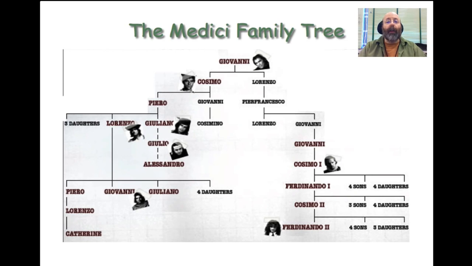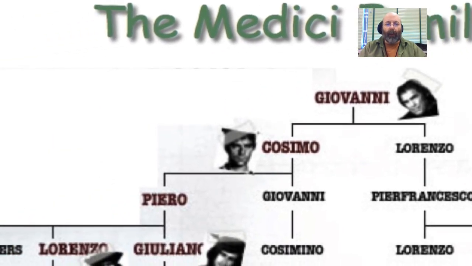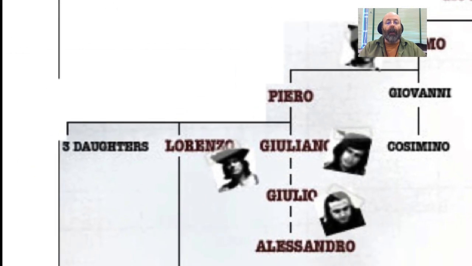Okay, here's a family tree of the Medici family, and you can see it's a pretty complicated tree. Giovanni is the founder of the family. Cosimo de' Medici is one of the more famous of the Medicis. He's the one that made most of the money. Lorenzo, who adopts the power of the family, is very important. It's Lorenzo the Magnificent. He has a brother, Giuliano.